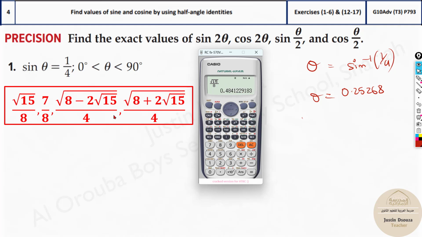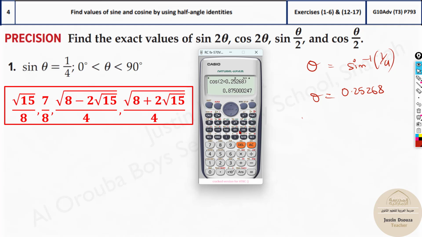So the same thing. Now what about 7 by 8? 7 by 8 is nearly 0.875. Now we will do the same thing with cos. This is cos 2 theta, the answer. Now we will do cos 2 into the theta value we just found, 0.25268. Okay, now we are not getting the exact value because we are not taking the entire value of theta, right? But it's almost correct.